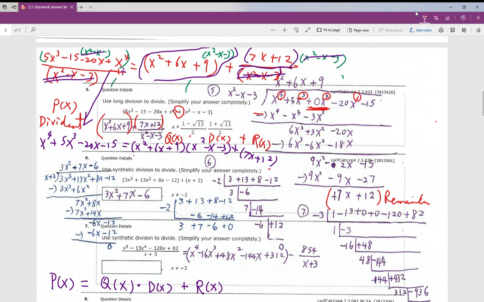Okay, so right now, pay attention on this. Synthetic division. That's the new thing. So synthetic division, we make a long division shorter. That's what it means. So make long division shorter. How do you make a long division shorter?